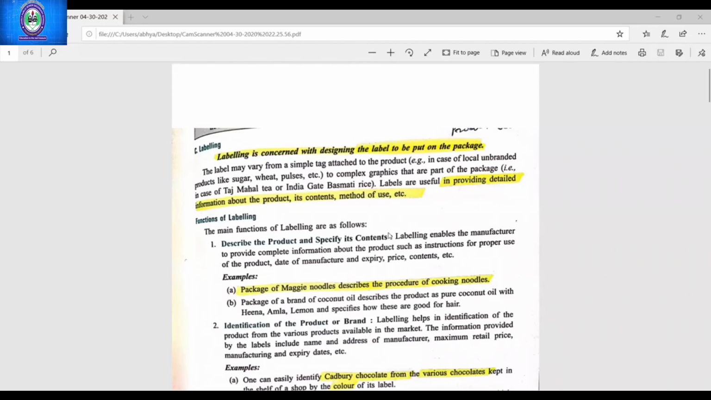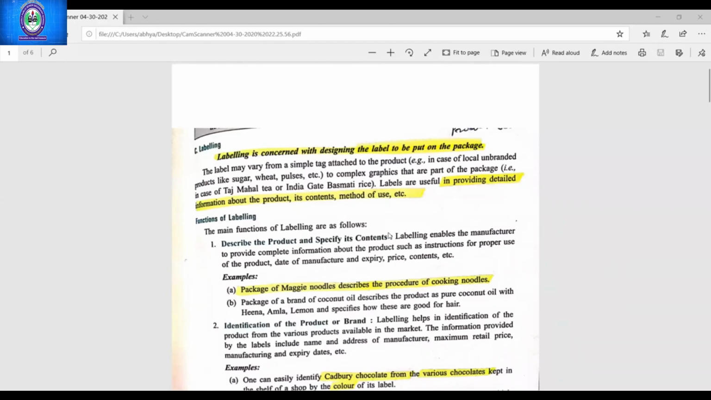Okay, students. So labeling means designing the label and putting the label on the package. A label may vary from a simple tag to a descriptive form with complex graphical designing, like on Lays chips packets, on chocolate or any other such product. On juice packets, we can see the label. That is a graphical label on which different graphics are used. That is a complex label. Many types of information are given.